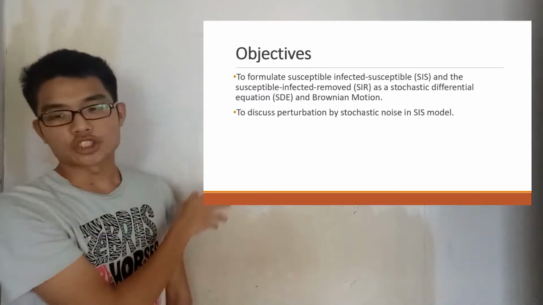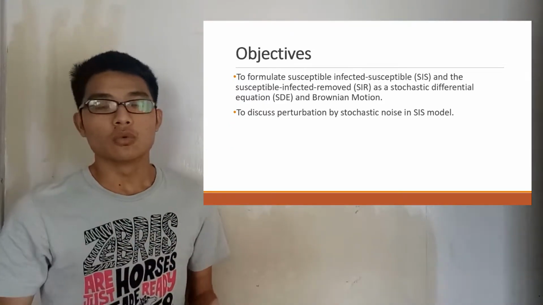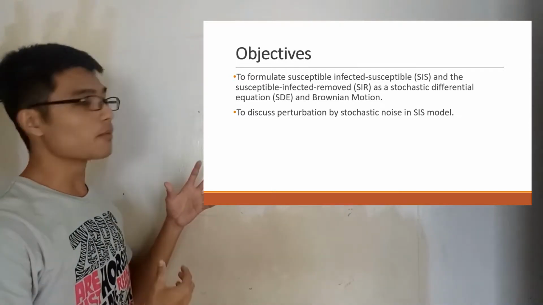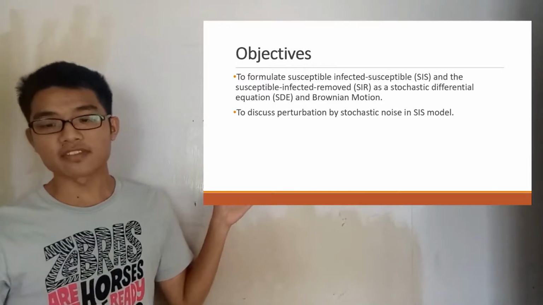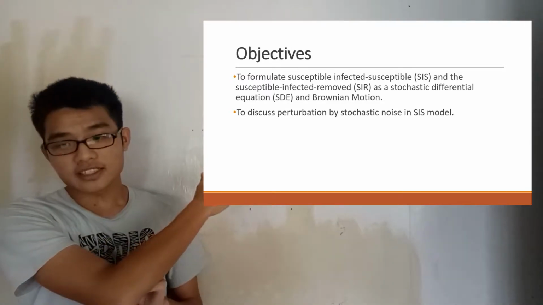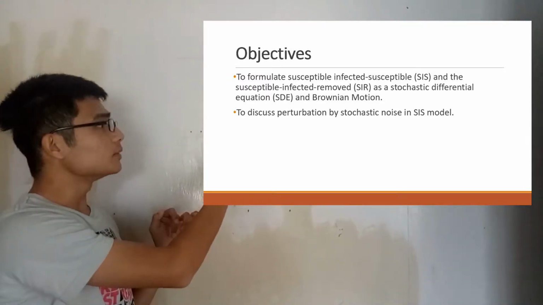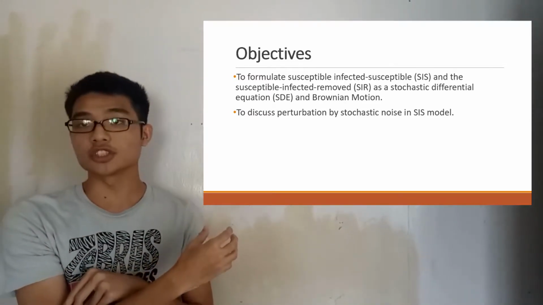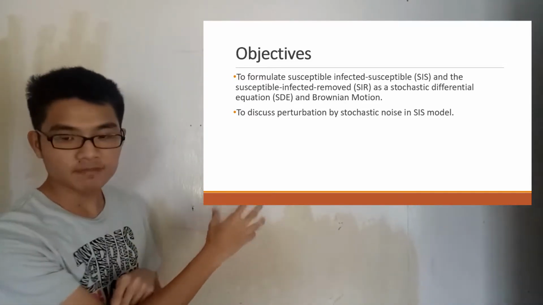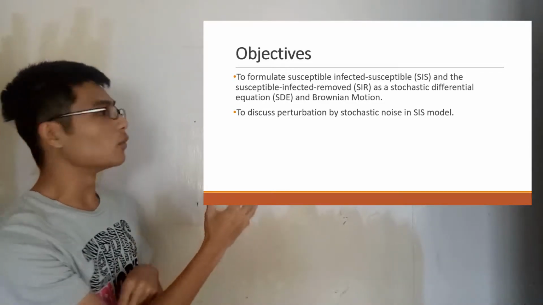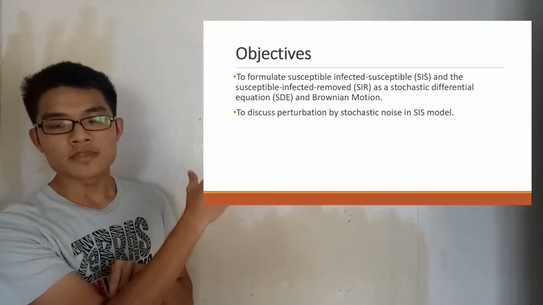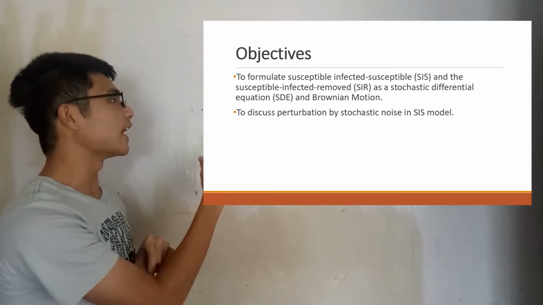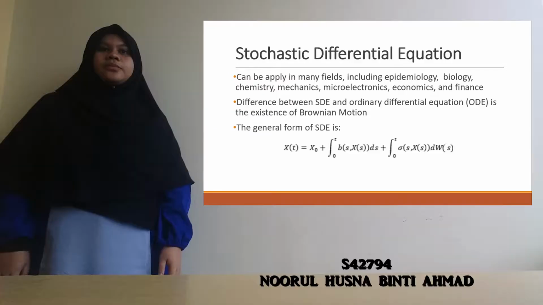Second is the objective of our project. Why do we need to do this project for the disease? Because we need to formulate the SIS and the SIR, susceptible-infected-removed, as stochastic differential equations with Brownian motions. The second objective of our project is to discuss the perturbations by stochastic noise in the SIS models.